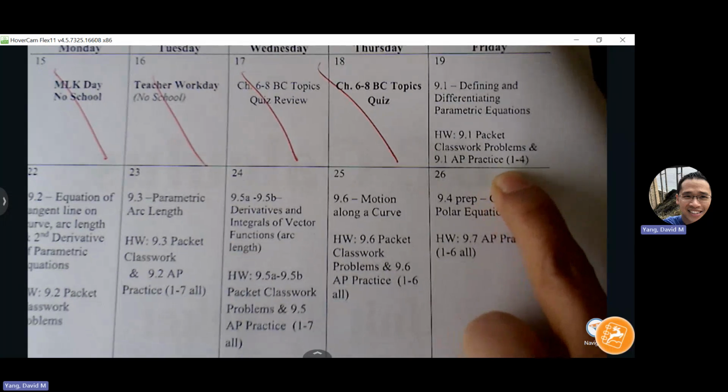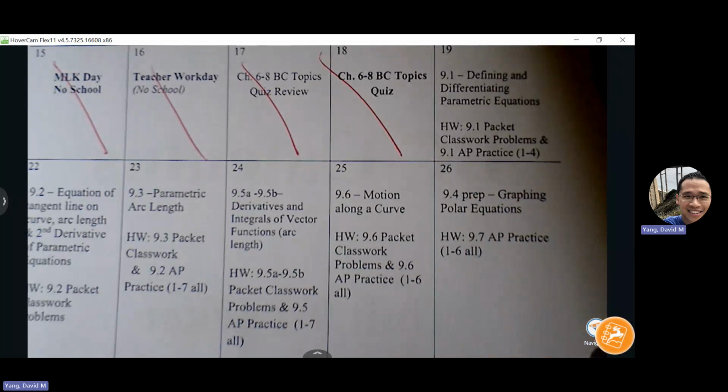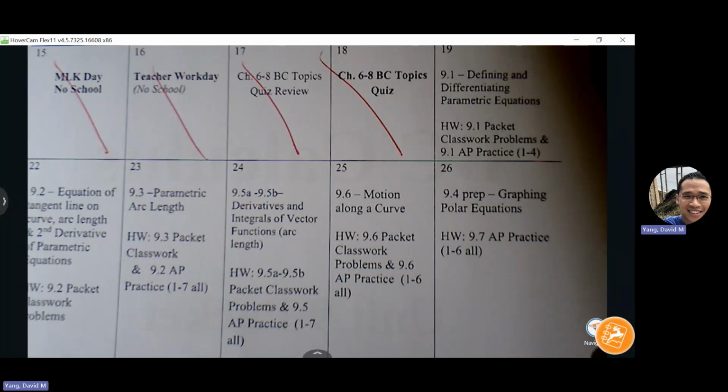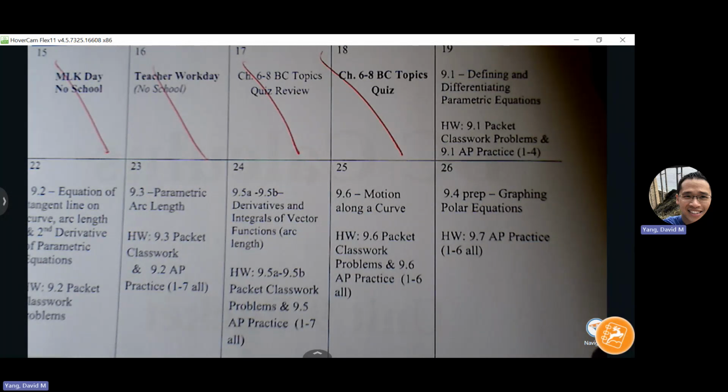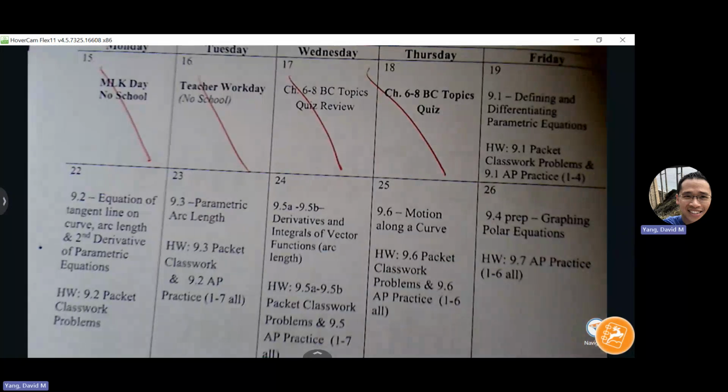But I'm still going to have AP practice as part of your homework. So I organized it where AP practice or classwork problems are right next to each other. So if you flip through the packets, I put all the problems together. So if I'm checking homework, it'll be easy. It'll just be consecutive pages.